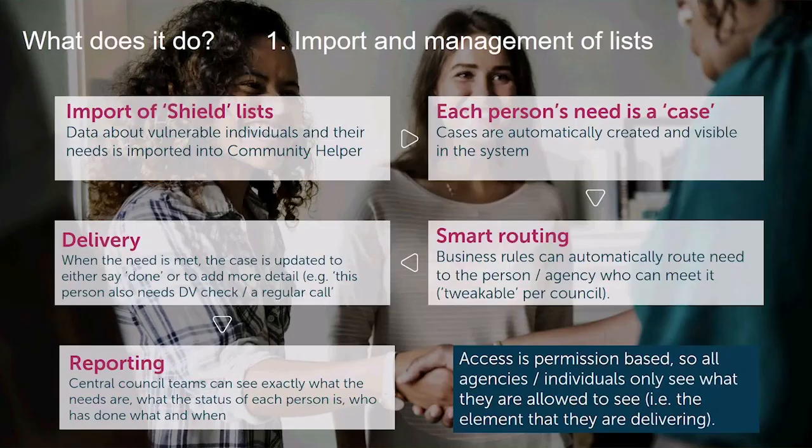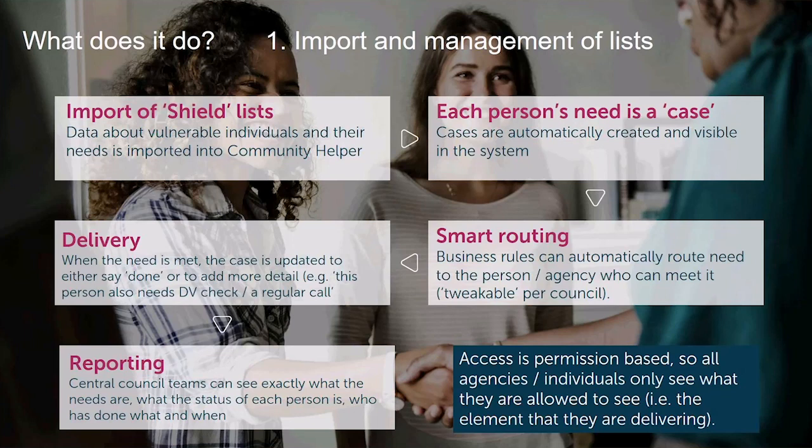So there are two ways that the system works. The first is that it can import the shield list, so existing data about vulnerable individuals in your council area and their needs can be imported automatically into Community Helper. Each person's need can automatically be created as a case and be immediately visible within the system.